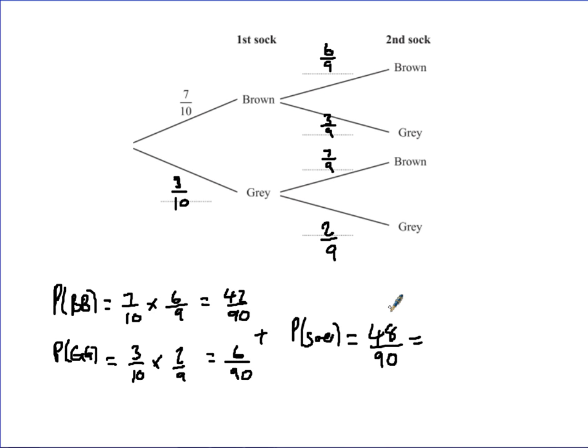Over 90 will cancel down. If you divide by 6, or you can divide by 2 and then by 3, to 8/15. You could have left it at 48/90 to be honest and still got full marks.